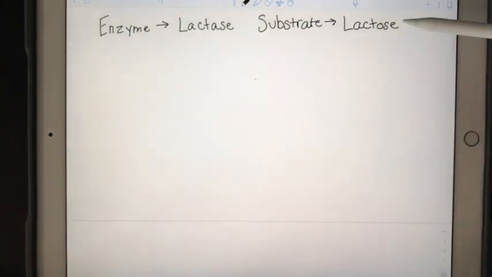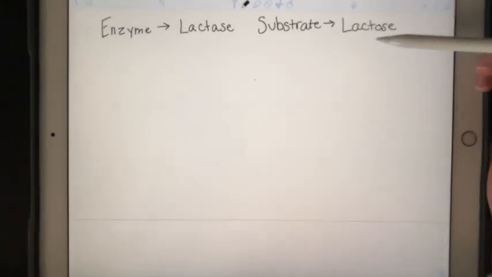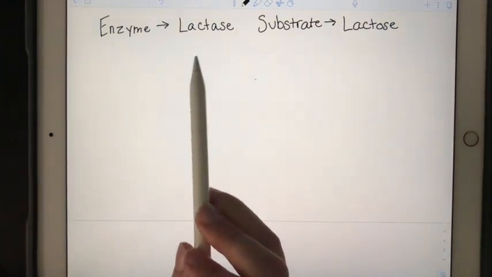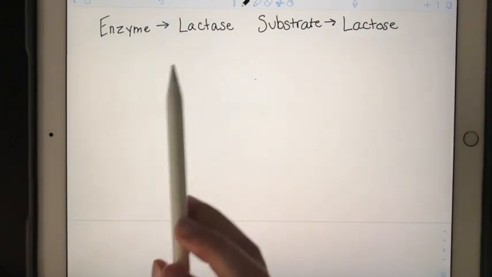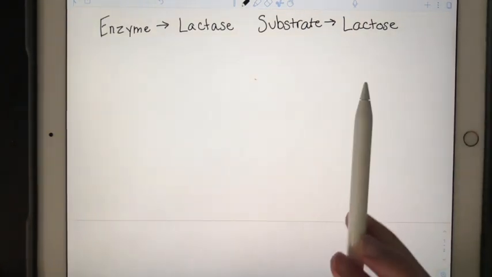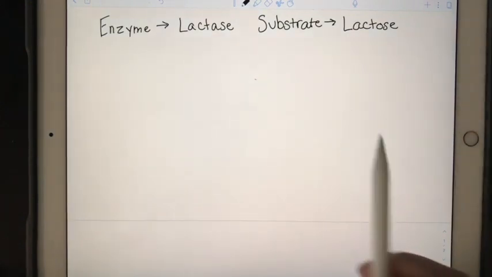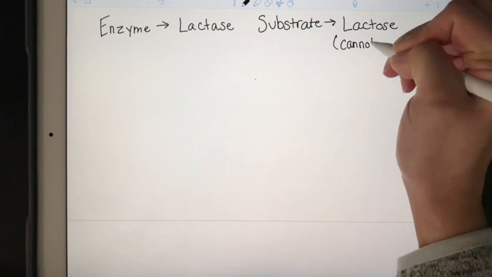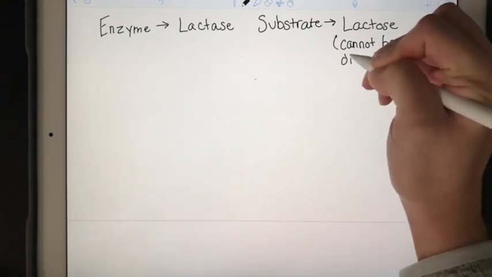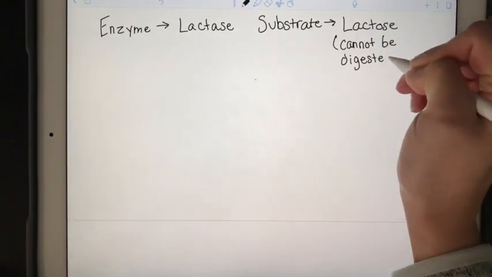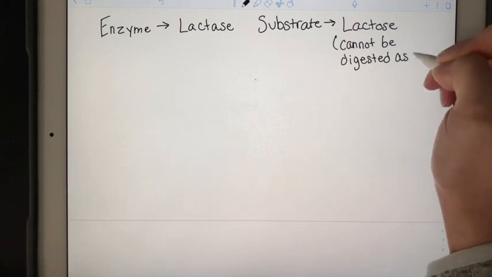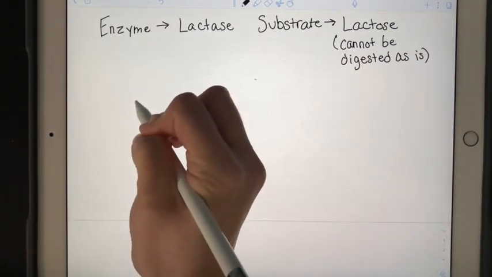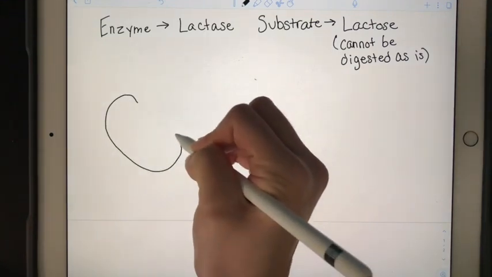But lactose, remember OSE means it's a sugar, and to break down lactose, living things need the enzyme lactase. So we have our enzyme lactase, we have our substrate lactose. And this substrate lactose cannot be digested or absorbed by our cells as is. Okay? So I'm going to make a very simplified drawing.